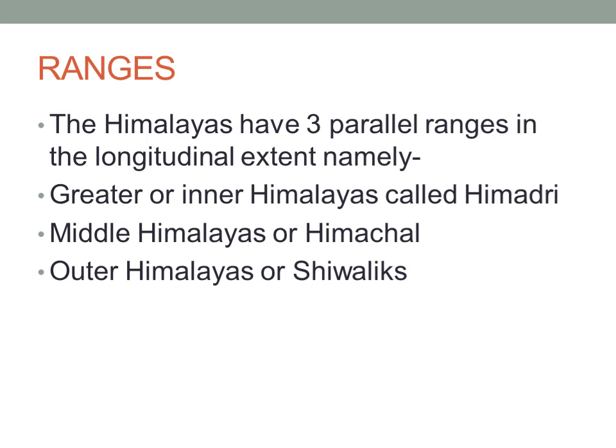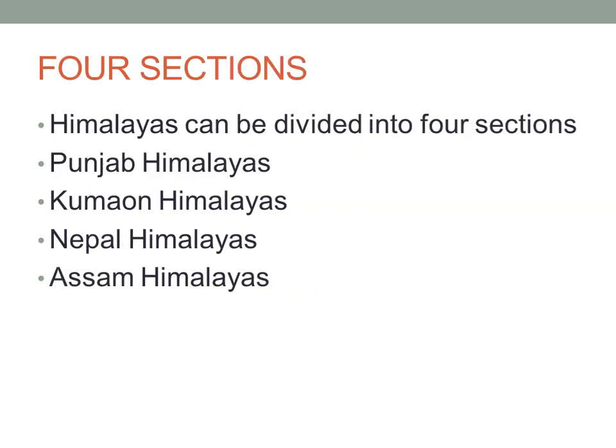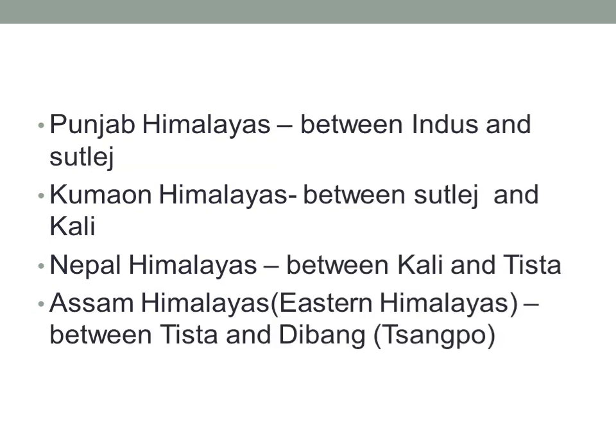Ranges. The Himalayas have three parallel ranges in the longitudinal extent, namely the Greater or Inner Himalayas called Himadri, the Middle Himalayas or Himachal, and the Outer Himalayas or Shivaliks. The Himalayas can be divided into four sections: Punjab Himalayas, Kumaon Himalayas, Nepal Himalayas and Assam Himalayas.